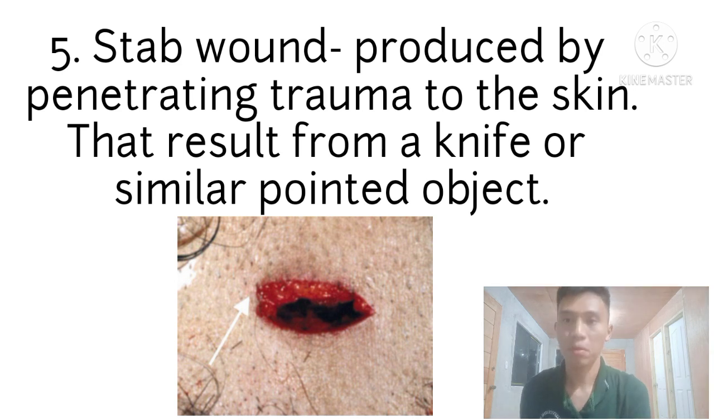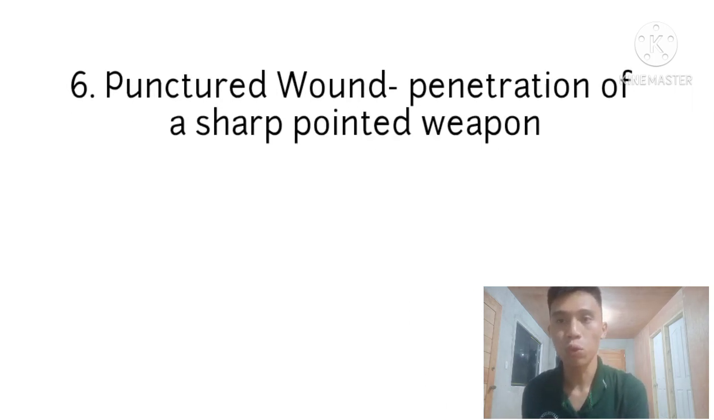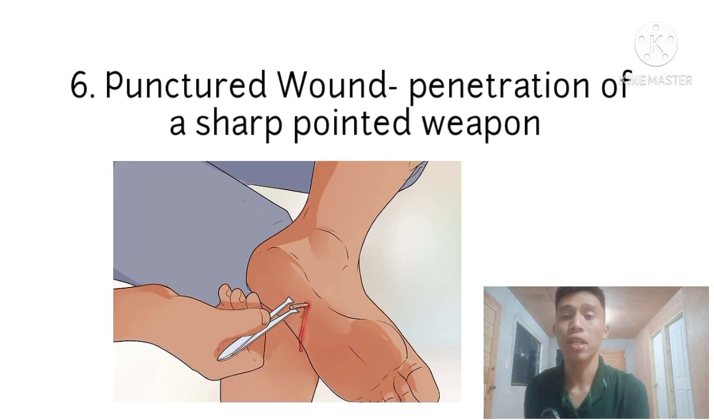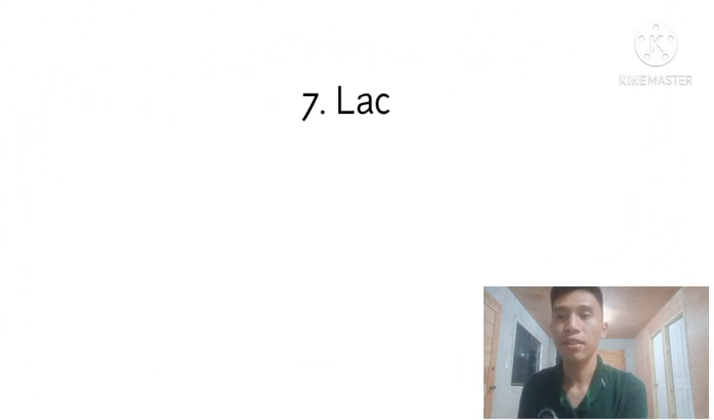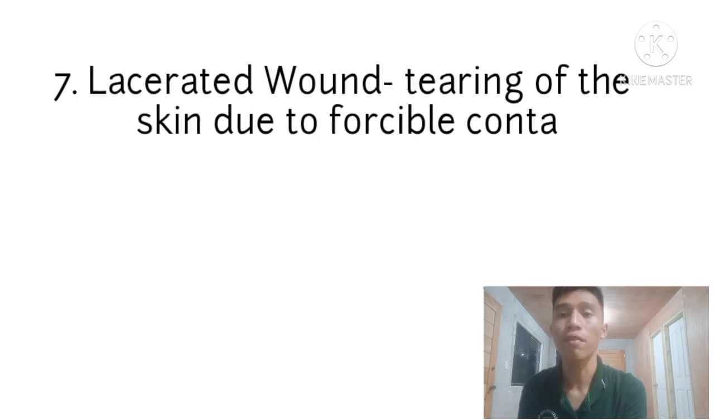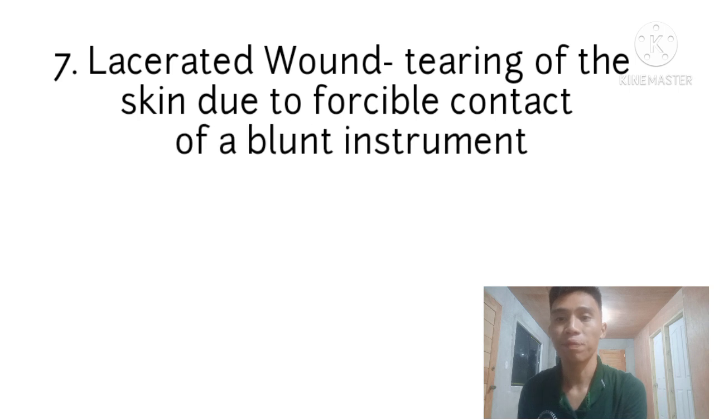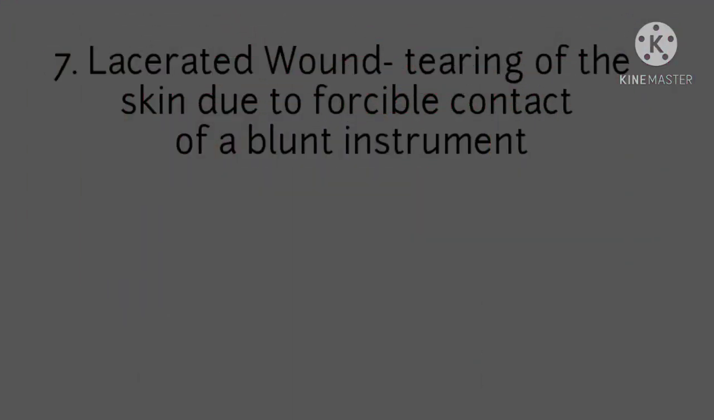So that's an example of a stab wound. And we have also punctured wound. It is a penetration of a sharp-pointed weapon. So again, an example of a punctured wound shown in the picture. And also we have lacerated wound. It is a tearing of the skin due to forcible contact of a blunt instrument. So that is an example of a lacerated wound as shown in the picture.